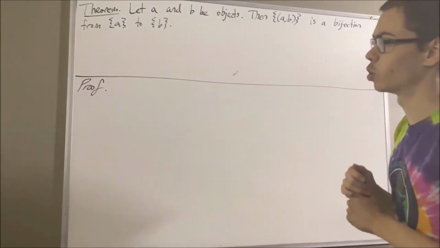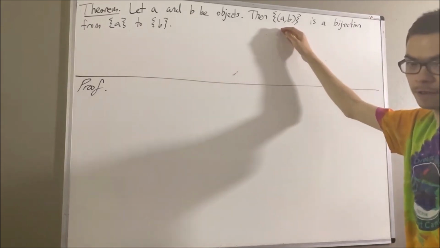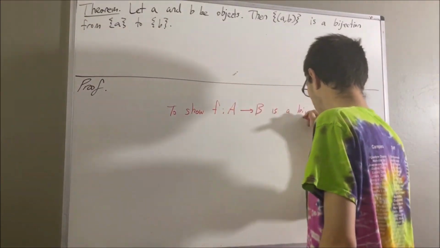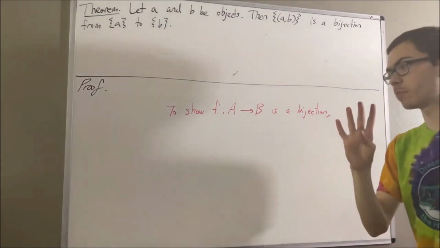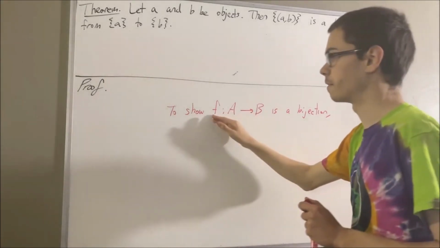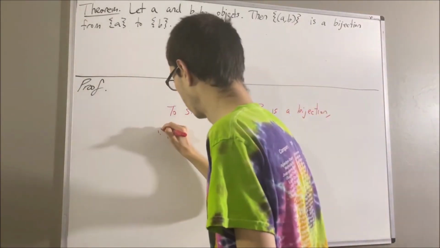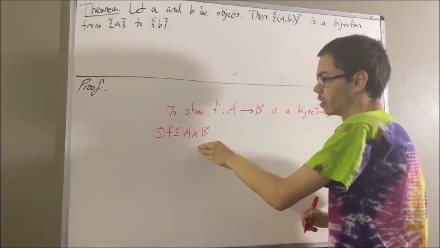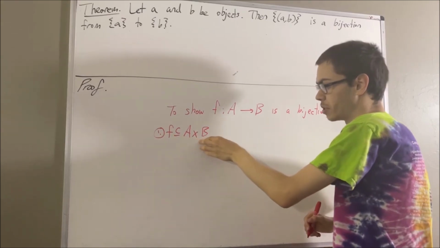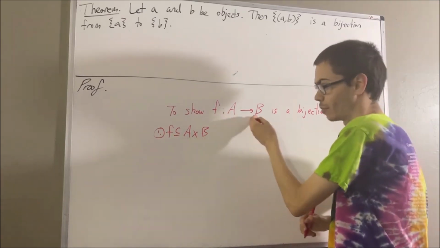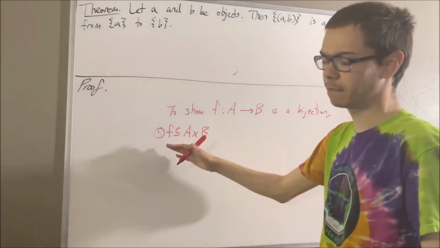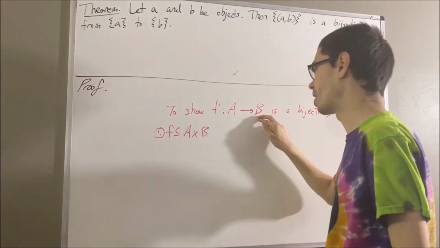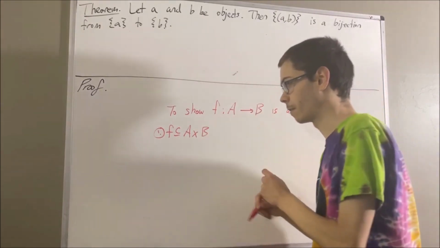Now, in general, to show that a set of ordered pairs F is a bijection from a set A to a set B, we could show this in 4 steps. First, we would like to show that F is a relation from A to B. In other words, show that F is a subset of the Cartesian product A times B. And then, after figuring out that F is a relation, we would then show F is a function from A to B. In other words, we would also show that F satisfies the condition that for every element x in A, there exists a unique element y in B, such that x comma y is an element of F.